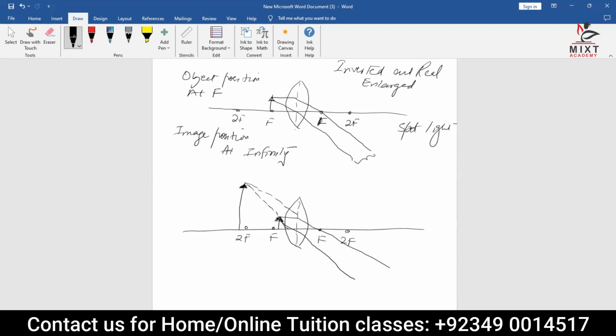Now, if you see that the arrows of both the images are at the top, it means that this is not the real image because this is not formed by the real light intersection. But second important thing, it is formed on the same side of the lens where the object is. So, first thing is object position. What is object position? Between F and optical center.